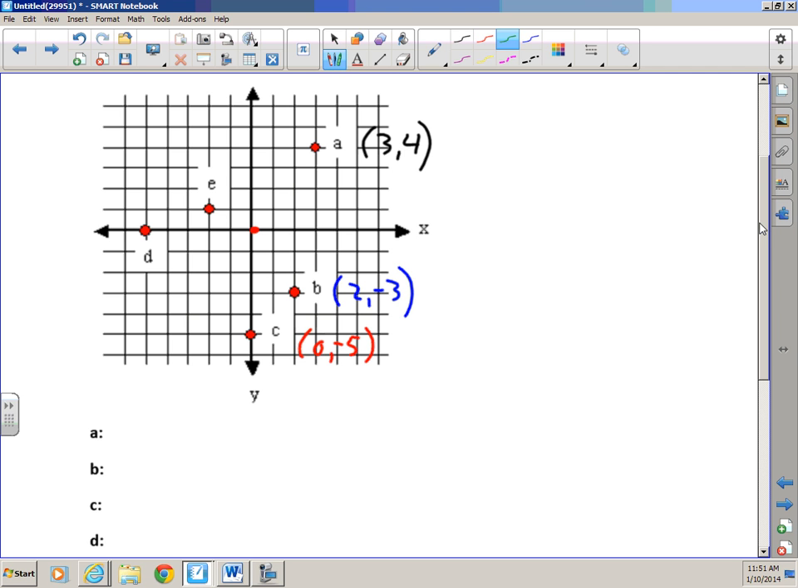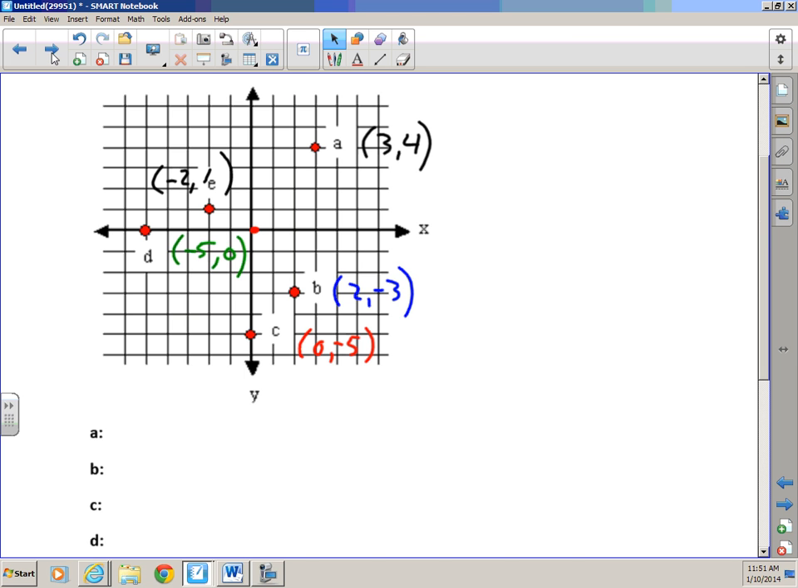Point D, I don't go up or down, so 1, 2, 3, 4, 5 to the left is negative 5. Since I don't go up and down, it's 0. And then E, 1, 2 to the left, and 1 up, so negative 2, comma 1. All right?